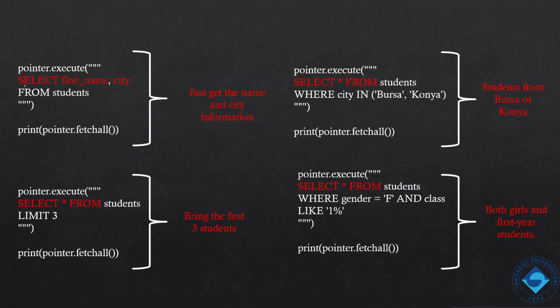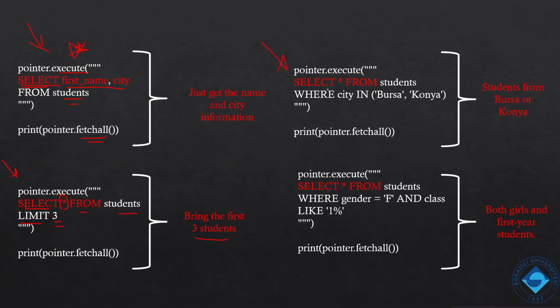We always use some keywords like select, execute and fetchall. You'll understand. In this example, just get the name and city information, right? So I will write select. This time I don't put the star symbol here, if you pay attention. Instead, I just say first name and city from my table. So it's going to print the name and city information. And in this example, I select all information from my table and I just limit it by 3. It means bring the first 3 students.